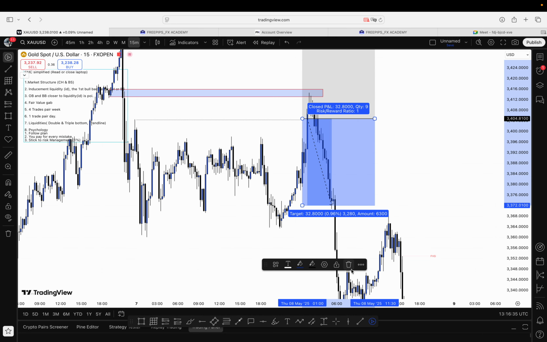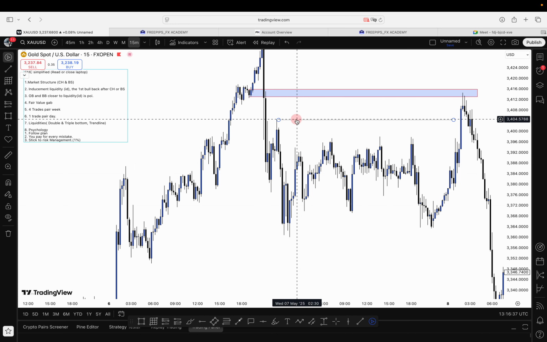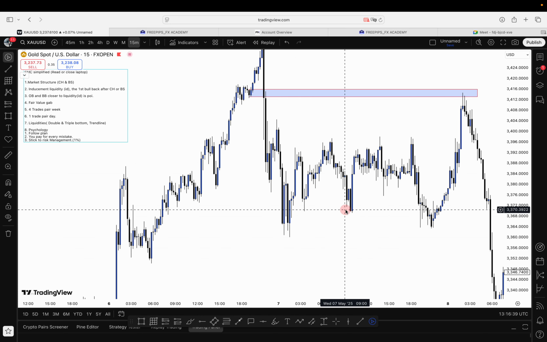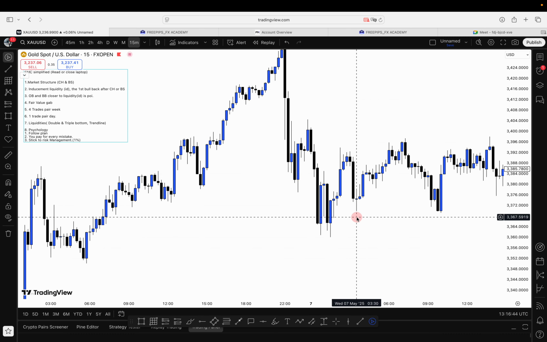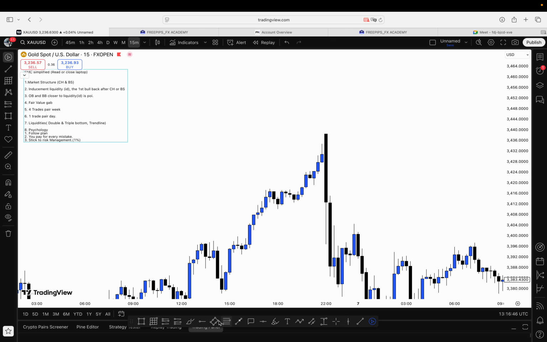We had the sell there. So that is how to identify a change of character. On a normal chart, the change of character actually happened here.